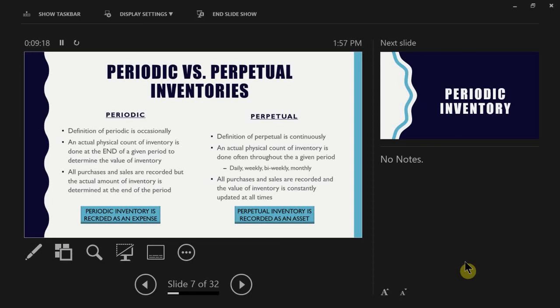Once again, we will dive into this section when we come back from the exam. You just need to know the difference between periodic and perpetual. Periodic means every once in a while. Perpetual means you do it constantly. Other factors are that with periodic, you need to recognize your inventory as an expense, and at the end of the given period, you're going to create a conversion entry. Whereas perpetual, I'll show you what happens later on.